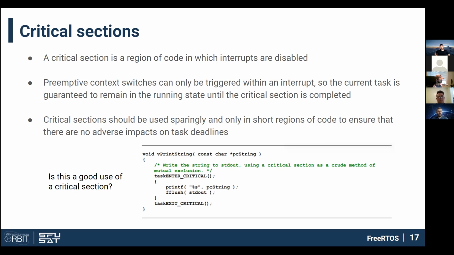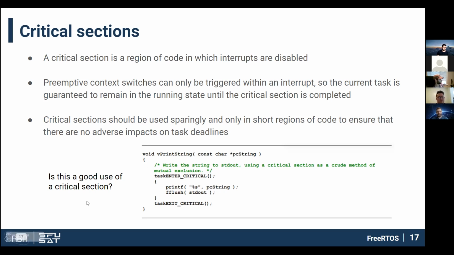But yeah, generally you don't want to use critical sections, you should avoid them as much as possible, because they suppress all interrupts. So you can affect task deadlines, right? Because the scheduler can never be invoked as long as you have the interrupts disabled.